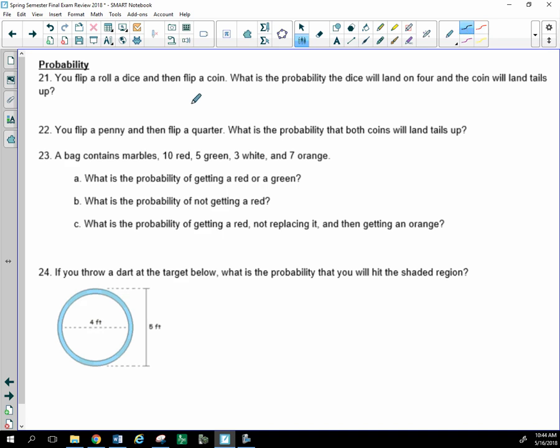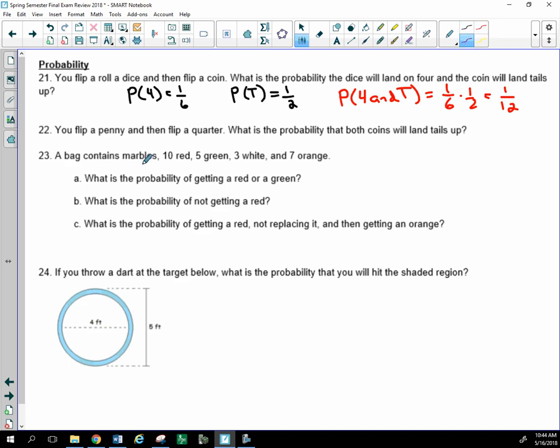If we're rolling a standard die, the probability of a 4 would be 1 out of 6, and the probability of a coin landing tail side up would be 1 out of 2. So the probability of both of these events happening at the same time, a 4 and a tail, would be the multiplication of 1/6 times 1/2, which would be 1/12 of the time that would happen. All right.